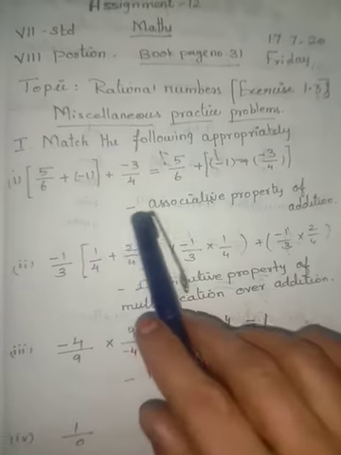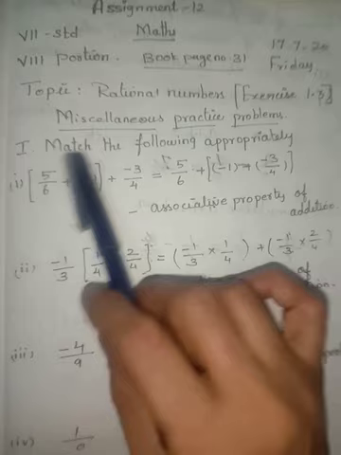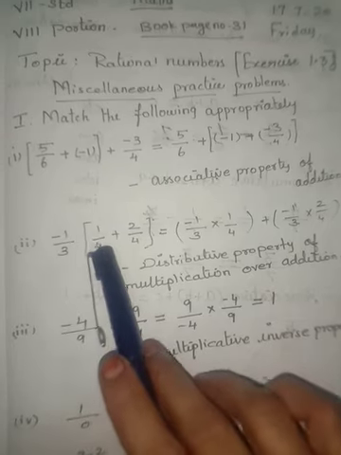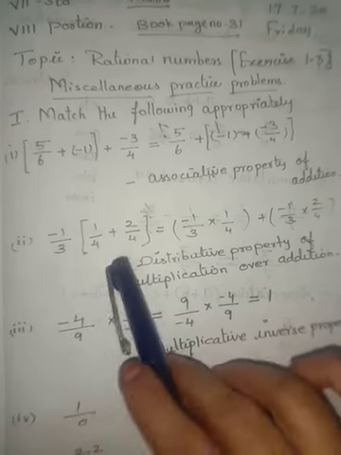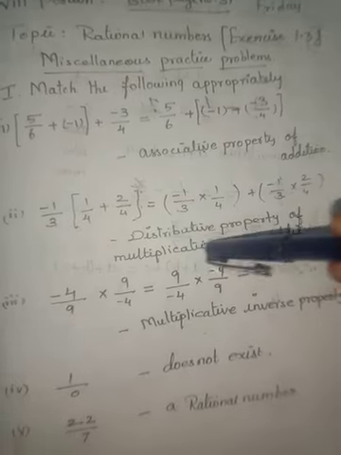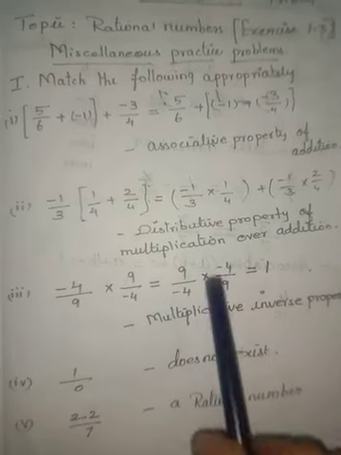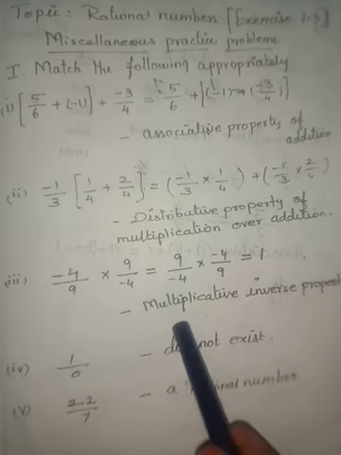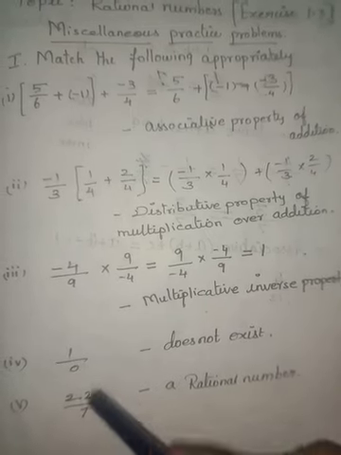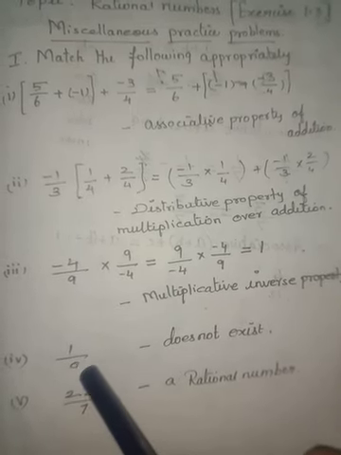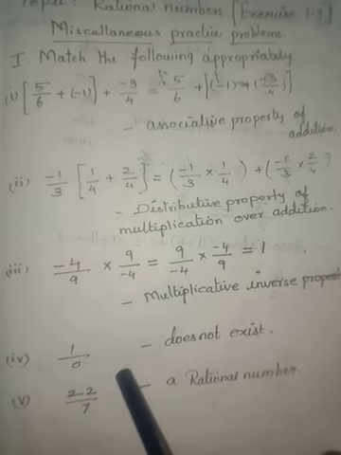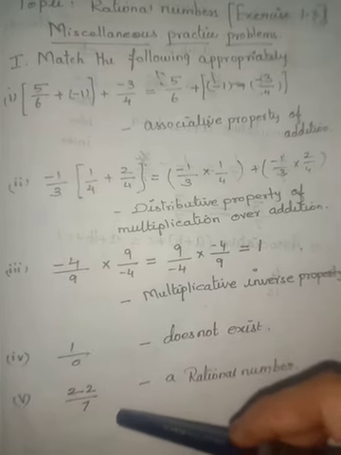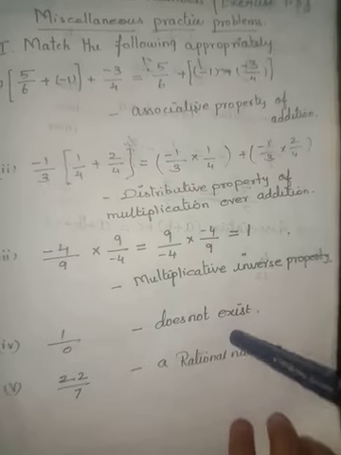The first one answer is associative property of addition, because we are having three rational numbers in this case. The next one, we have a common number and the sum of two rational numbers. From this we can identify it is the distributive property of multiplication over addition. Here we are having the answer is multiplicative identity. So from this we can say that this is the multiplicative inverse property. So the fourth one, the 1 by 0, there is no such number, that's why I choose does not exist. So 22 by 7 is in p by q form, so it is a rational number.